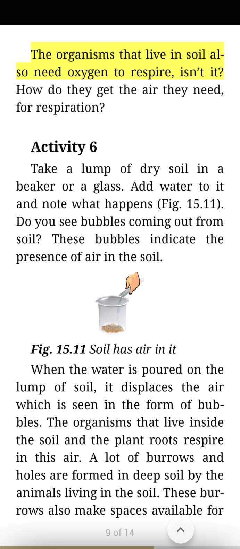The organisms that live in soil also need oxygen to respire, isn't it? How do they get the air they need for respiration? Activity 6. Take a lump of dry soil in a beaker or a glass. Add water to it and note what happens. Fig. 15.11. Do you see bubbles coming out from soil? These bubbles indicate the presence of air in the soil. Fig. 15.11. Soil has air in it.